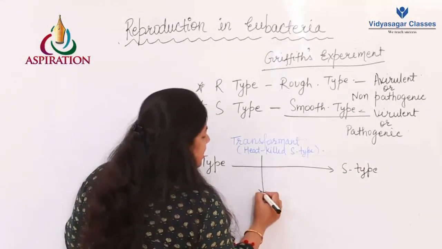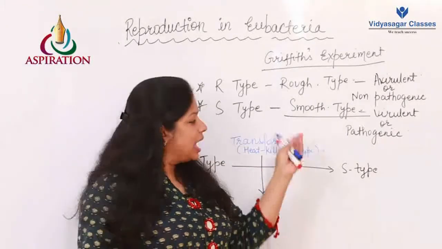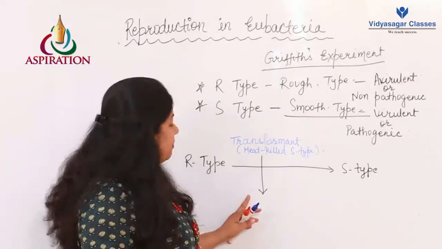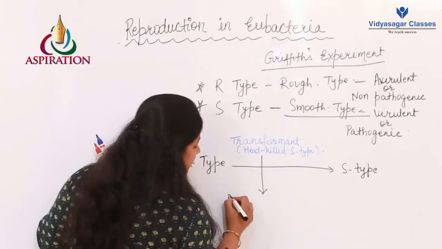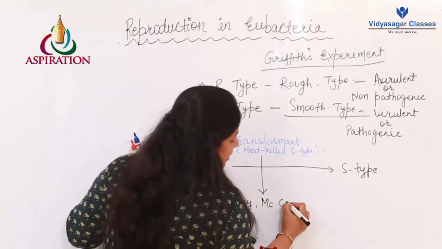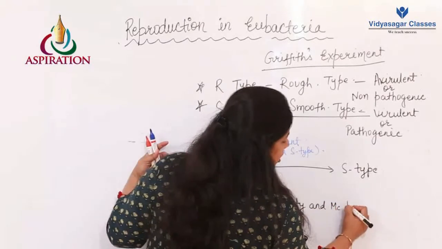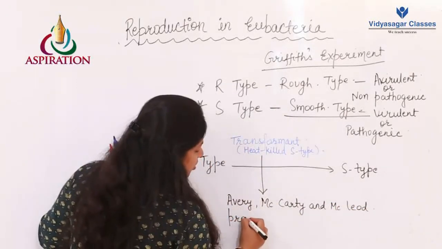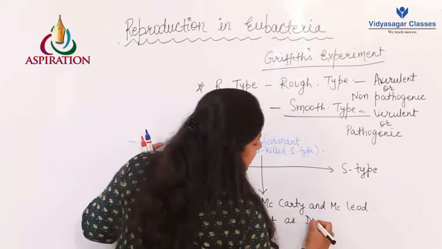But he did not explain the chemical nature of this transformant. After a few years, it was proved to be DNA by the work of scientists. Three scientists were there: Avery, McCarty and MacLeod proved it as DNA.